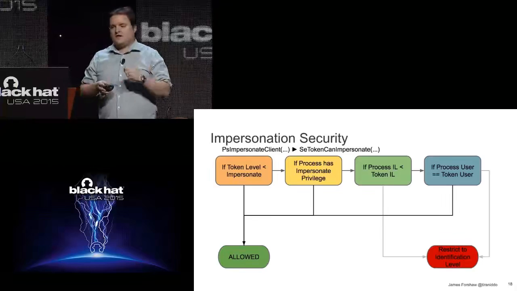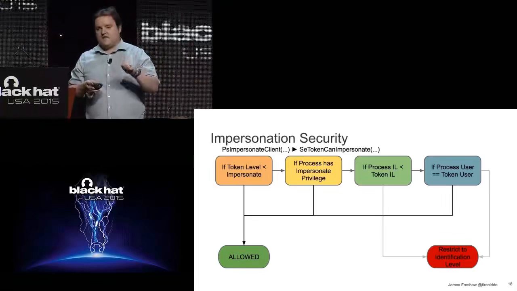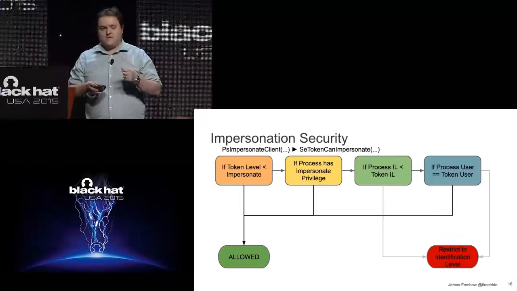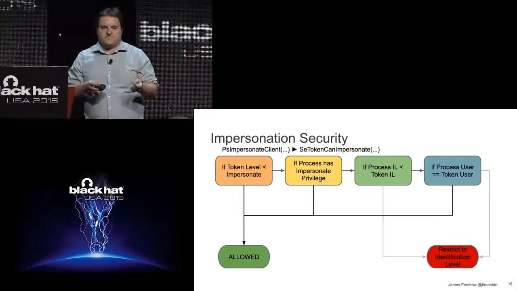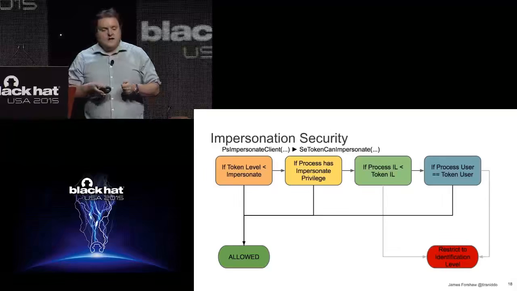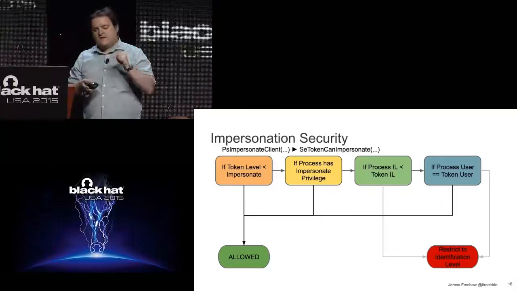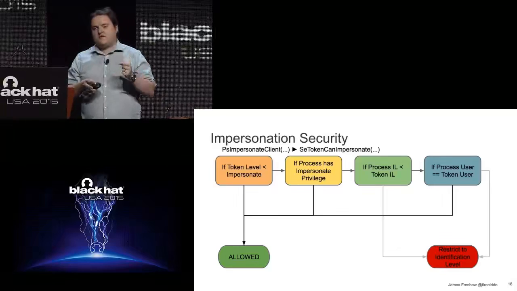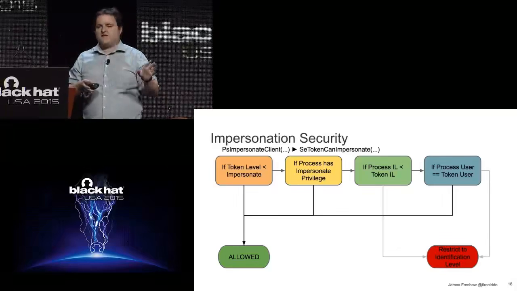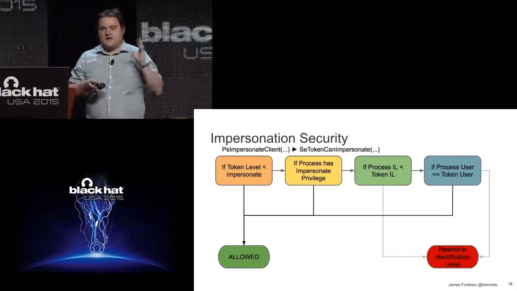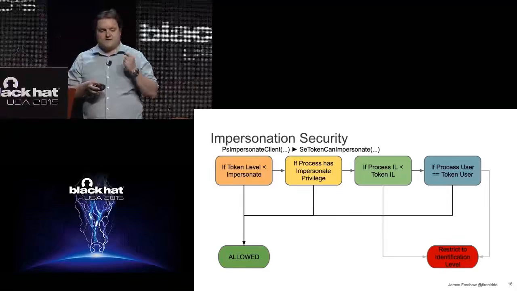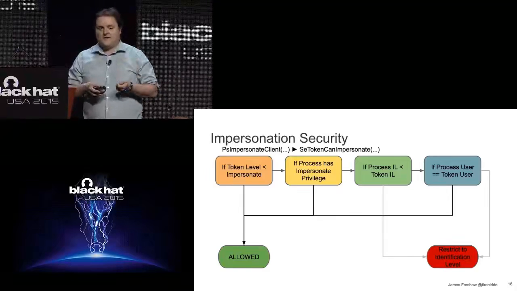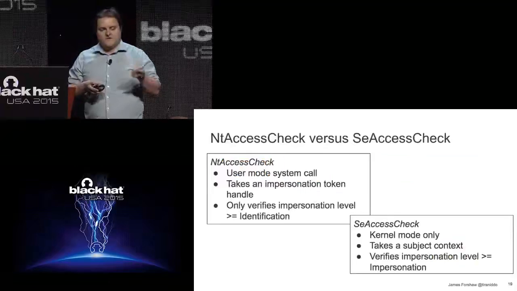Specifically, you can't impersonate a token which has a higher integrity level than you are, because that would be a security problem. You also can only impersonate a token which has the same user ID as you. Seems reasonable. But crucially, this is not a hard fail. When you call SetThreadToken, it doesn't just say access denied. Instead, it will actually still set the token, but it will recreate it and set it to identification level. And this is actually quite important for the topic of my talk. So there's a few things you can do with that.